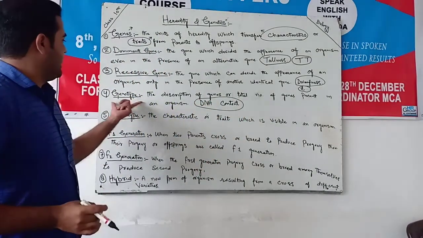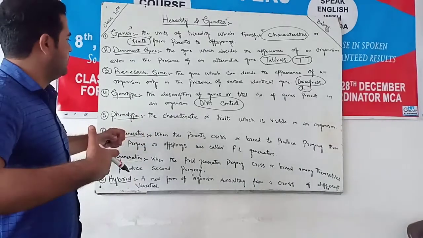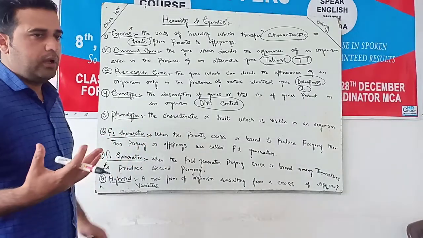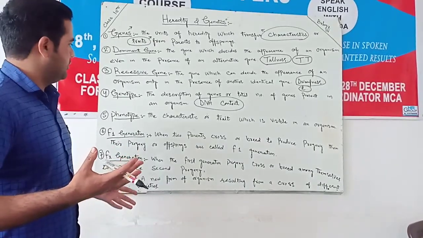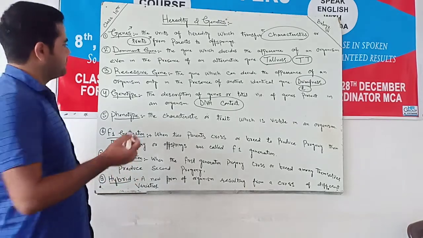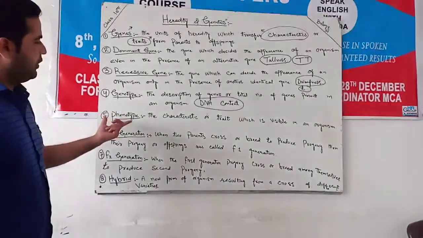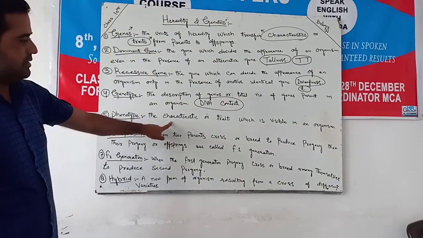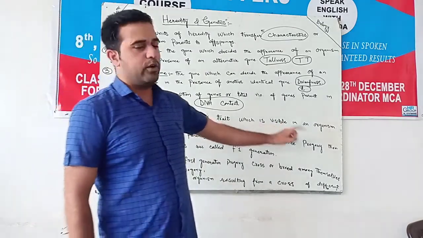This genotype decides the appearance, the overall description, the overall intelligence of an organism. Fifth one is the phenotype. Phenotype is the characteristics or traits which are visible in an organism.